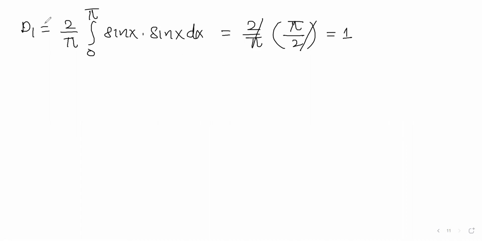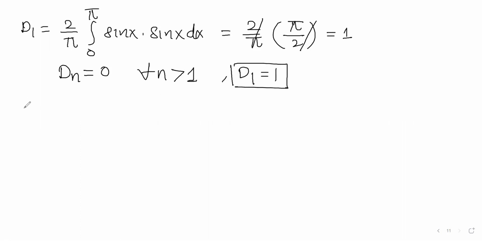Okay. So I got d1 to be 1, and so I'll say that dn is equal to 0 for all n which are greater than 1. Because I have only d1 equal to 1. Rest of them are 0. Now my job is to find out this fn.